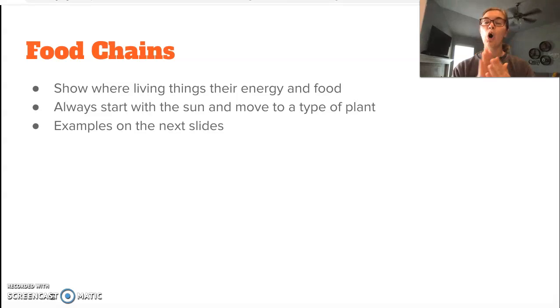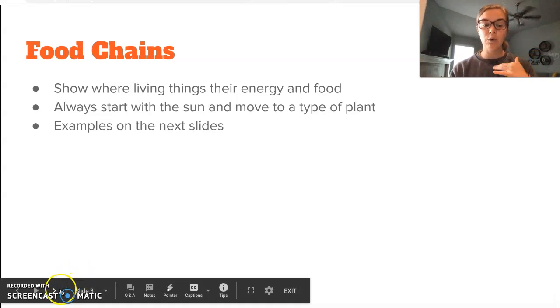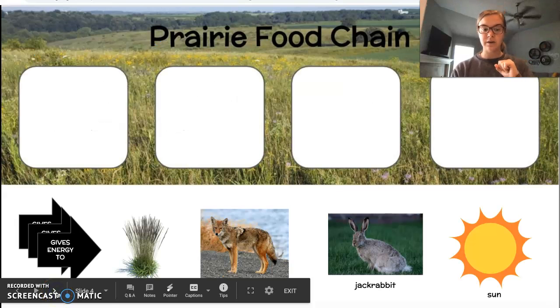Now, food chains always start with the sun because the sun is a great source of energy. And the sun always gives energy to a plant to make their own food. So that's how our food chains always start, with the sun and with a type of plant. So we're going to go through some examples before I tell you what your assignment is this week.